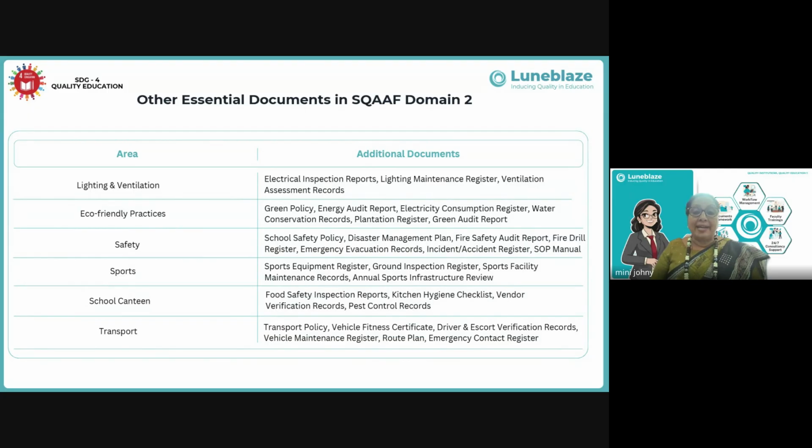Yes. Again, other essential documents. Lighting and ventilation. Additional documents. Electrical: this is the thing which we always face. Electrical inspection reports: when did it happen? The maintenance register, lighting and ventilation assessment records.